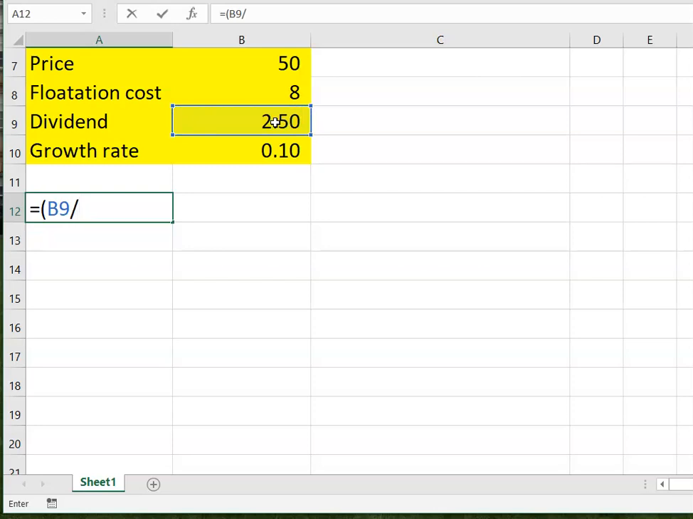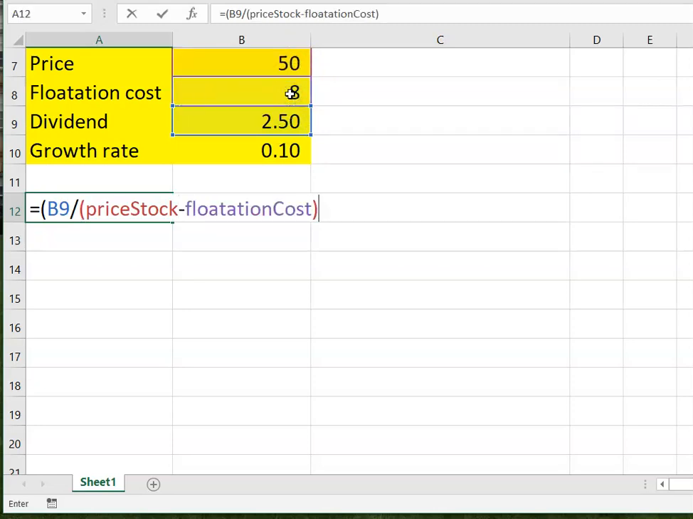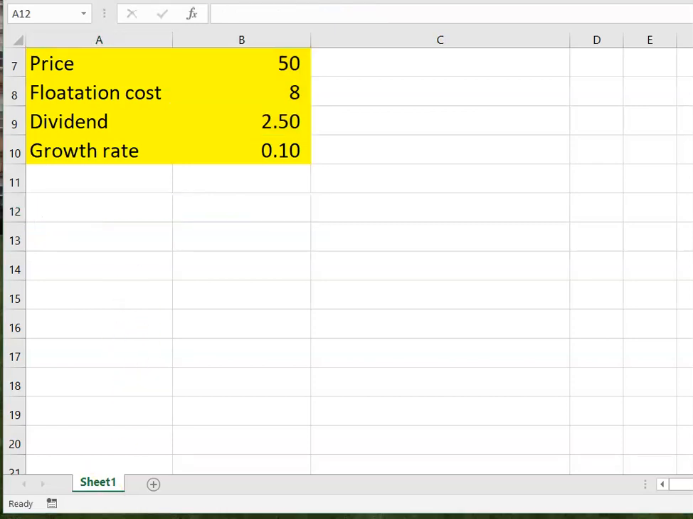Oh, by the way, the parentheses are going to be important in here. So what are our net proceeds? Net proceeds are $50 minus the $8. Okay, so I'm going to add another parenthesis here to close that up. So I'm going to take my price. So now let's calculate the cost of capital for common stock.